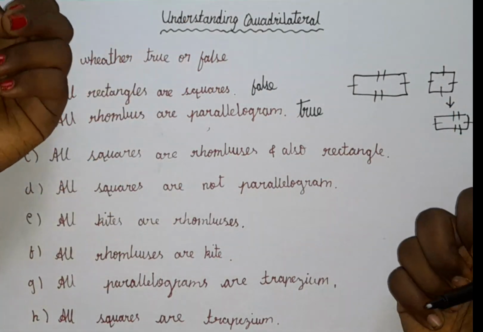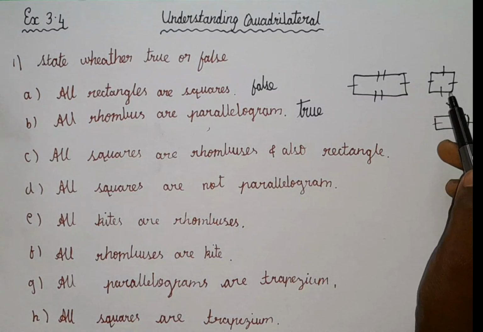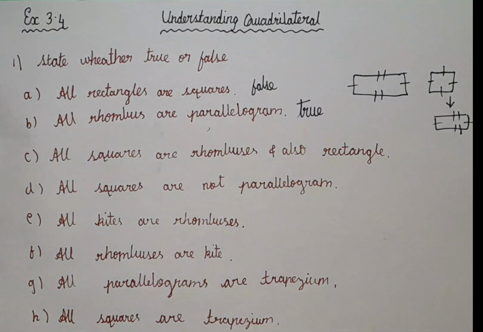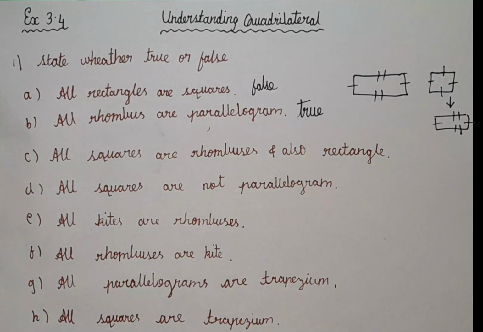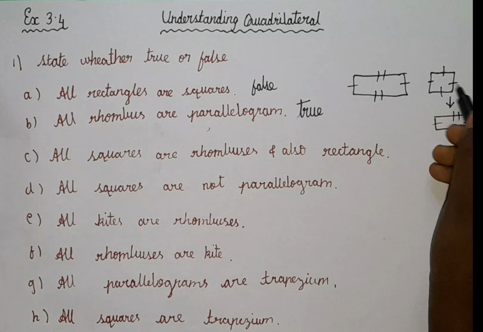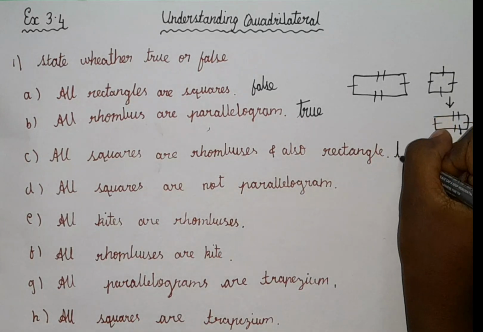So what do you understand from this? A square is also a rectangle because all four sides are equal, which means it is also satisfying the property of a rectangle. Let's come to the rhombus. In a rhombus also opposite sides are equal. In a rectangle of course the opposite sides are equal, right? So this statement is also true.